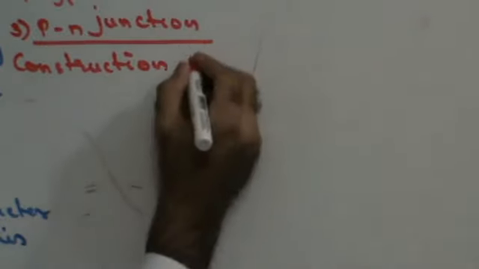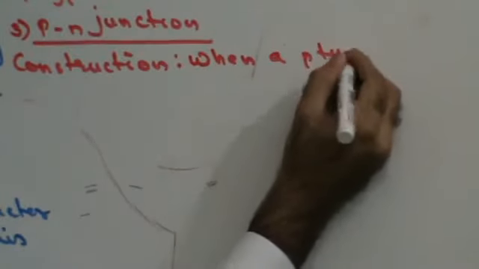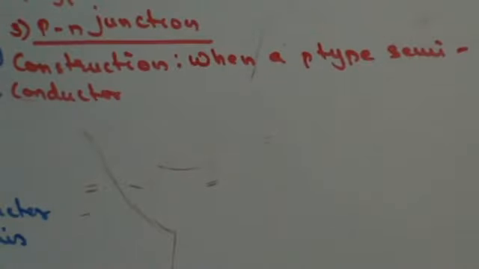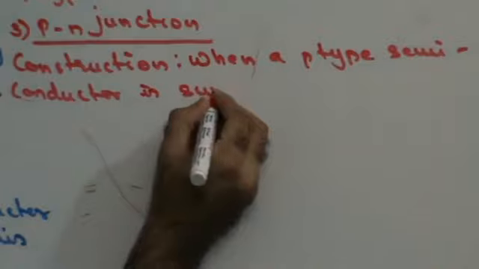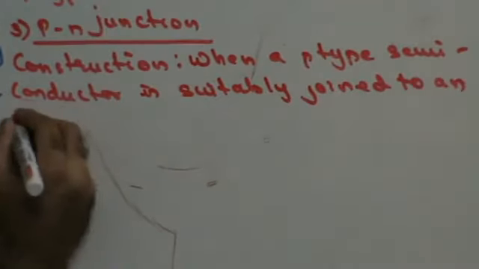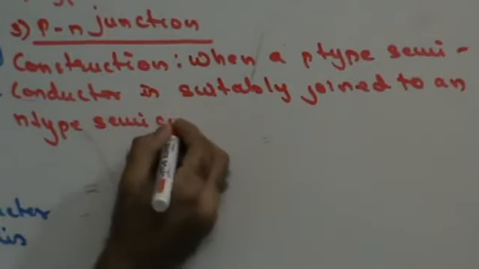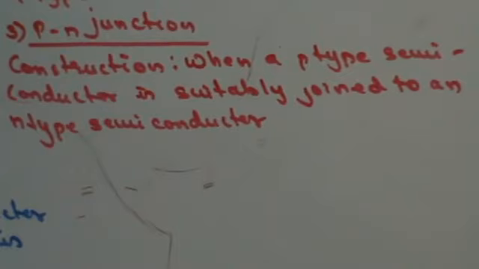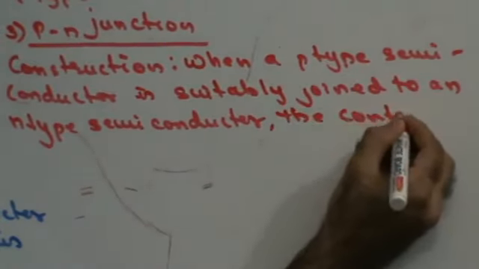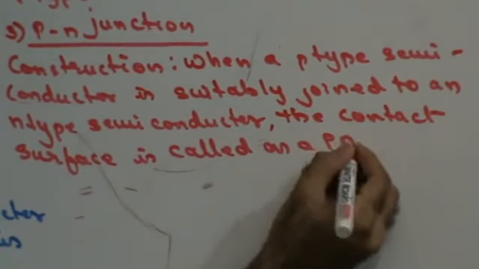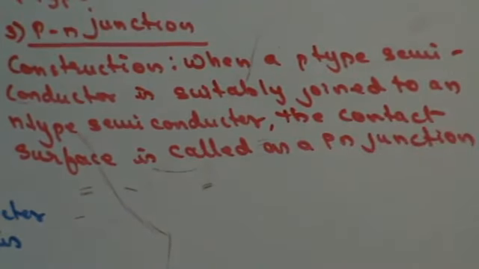So what is a p-n junction? When a p-type semiconductor is suitably joined to an n-type semiconductor, the contact surface is called a p-n junction, and the arrangement is called a p-n junction diode.